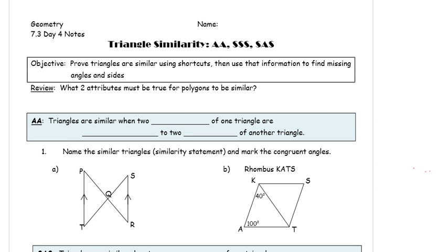So those are the only ones you're in charge of knowing. There are no more coming after this, I promise. But we want to be able to use these to prove that triangles are similar. So we're going to use those similarity shortcuts and then use them to find some missing angles inside.